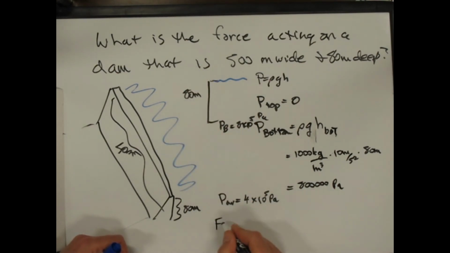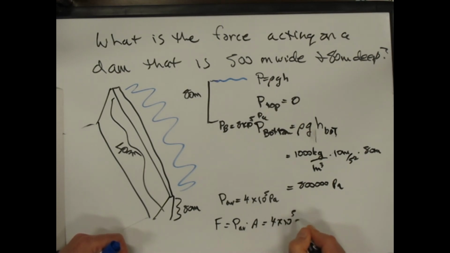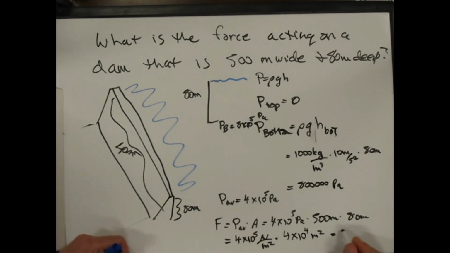And so the force is equal to the average pressure times the area, which is 4 times 10 to the 5th pascals, times the area, which is 500 meters times 80 meters. And so that's 4 times 10 to the 5th pascals, which is in newtons per meter squared, times, so 8 times 5 is 40, and so that's 4 times 10 to the 4th meters squared, which is 1.6 times 10 to the 10th newtons.